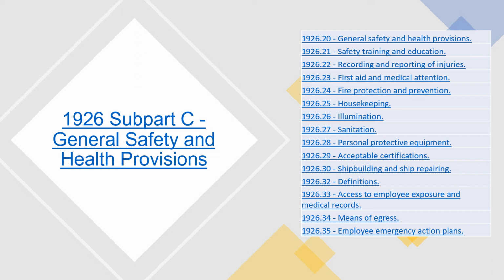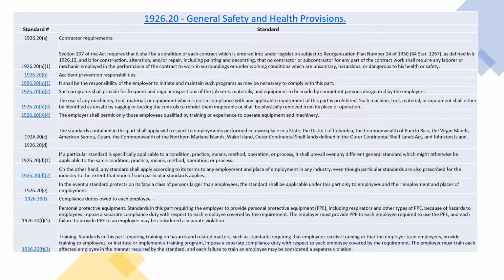OSHA 1926 Subpart C, General Safety and Health Provisions. 1926.20 General Safety and Health Provisions. 1926.20(a) Contractor Requirements.